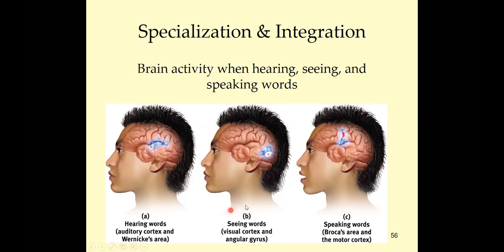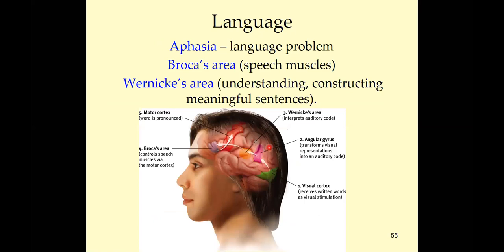Or here, a person is seeing words, they're reading, okay? And so what do we have here? The visual cortex is first decoding those visual signals from our eyes and sending it on to the angular gyrus. Oh, I didn't tell you about the angular gyrus. Okay, so what does it do? Let's go back here. There it is. Angular gyrus, there it is. It says transforms visual representations into an auditory code. So what do we mean here?